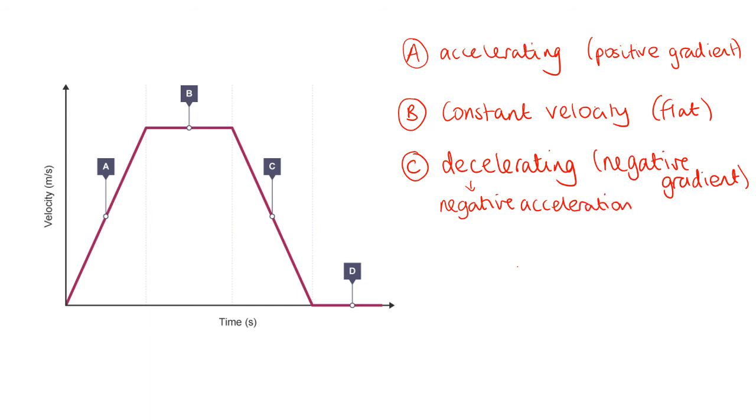And then finally we've got D, where we have another flat part of the graph, but this time it's flat and at 0 velocity, 0 meters per second. So it's still going at a constant velocity, but the velocity is 0. So we would say that that object is at rest or not moving. And again, the graph here is flat. Make sure you've got all of those labels. So press pause if you need to, and then press play when you're ready.